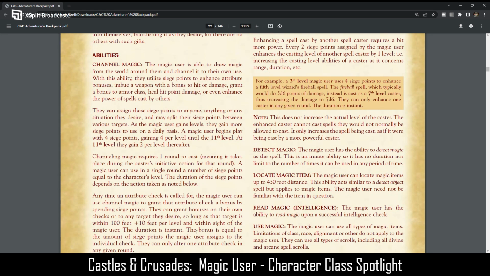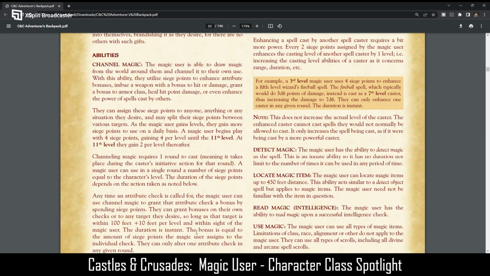Detect magic. The magic user has the ability to detect magic as the spell. This is an innate ability, so it has no duration nor limit to the number of times it can be used in any period of time. That's a huge bonus. I know my players are always trying to figure out what of these items is actually magic, and they need to cast a detect magic spell.